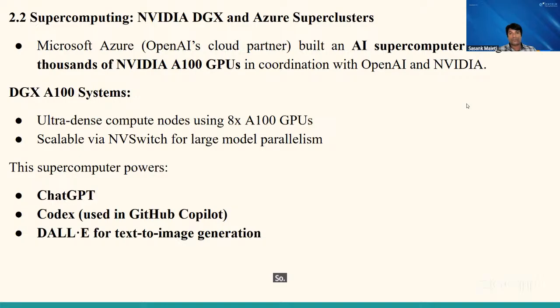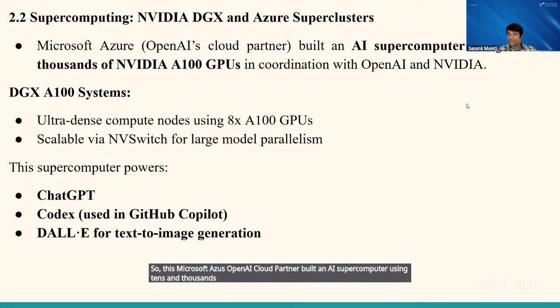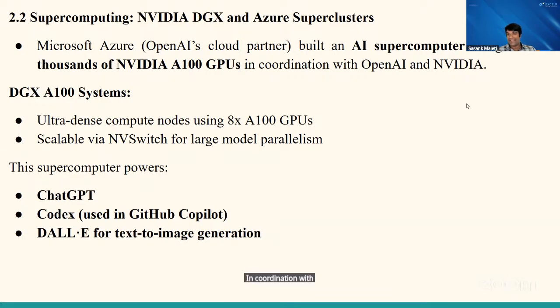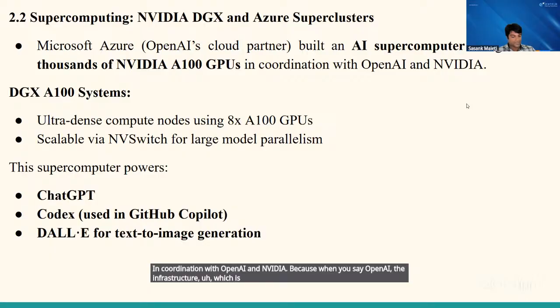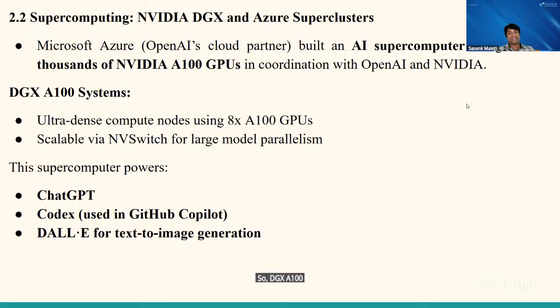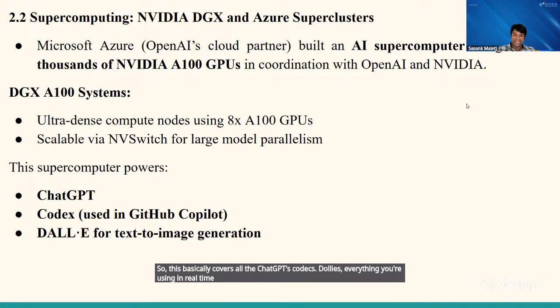So Microsoft Azure, as OpenAI's cloud partner, built an AI supercomputer using tens of thousands of NVIDIA's A100 GPUs in coordination with OpenAI and Nvidia. Because when you say OpenAI, the hardware provided for OpenAI is Nvidia. So Microsoft, directly or indirectly, has a collaboration with Nvidia as well. DGX A100 systems are basically super node computers. Let us not go too much into technical detail. This basically powers ChatGPT, Codex, DALL-E, everything you're using in real time. They are powered by NVIDIA.